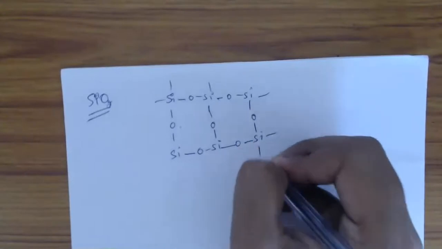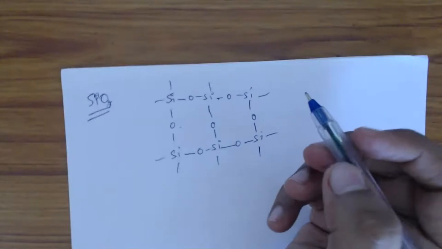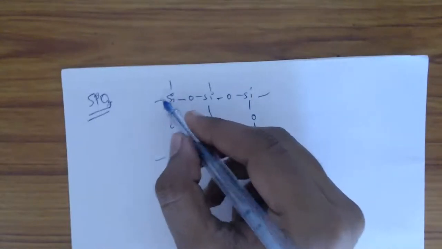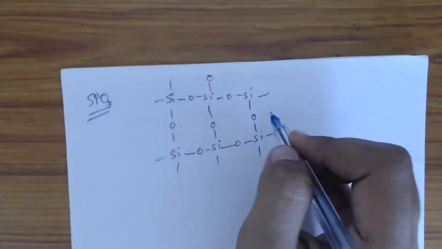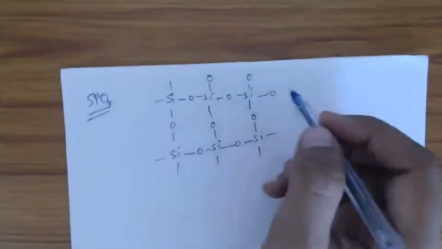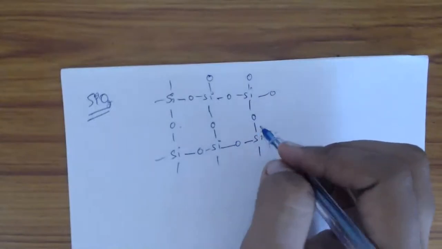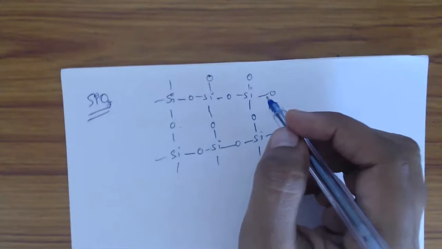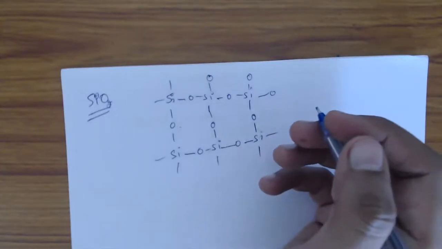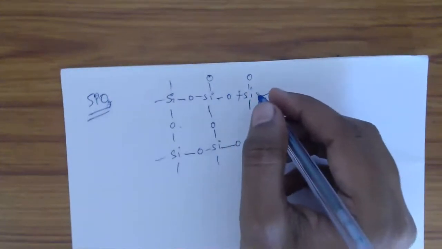Okay, so here what you came to know: one silicon is further bonded to what? 4 oxygen. Understood? One silicon is bonded to 4 oxygen tetrahedrally. They form a network-like solid which is non-reactive. Understood? Because the bond enthalpy to break this bond is very, very high.